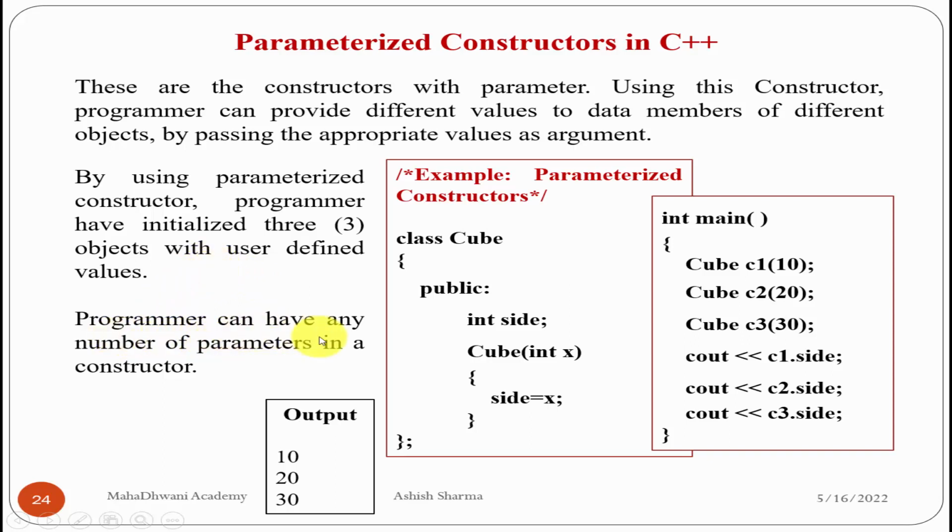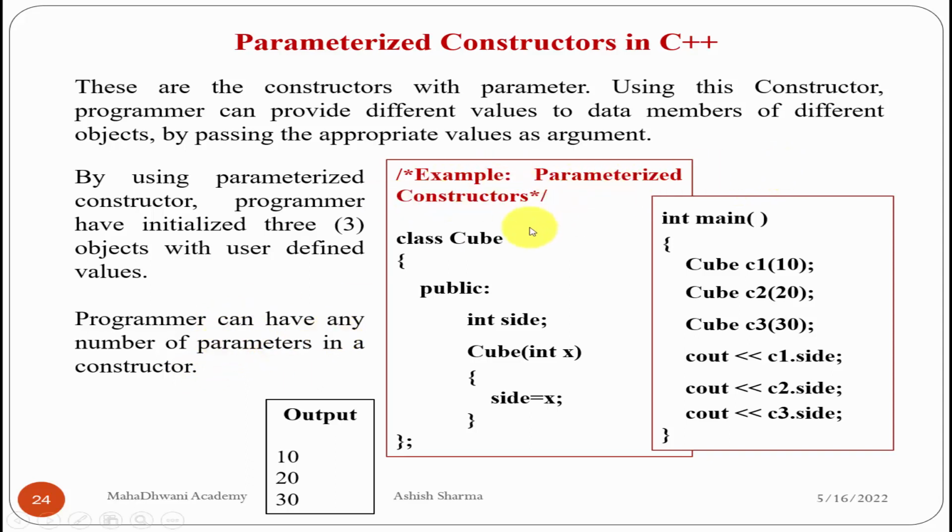So a programmer can have any number of parameters in a constructor. There is no limitation on how many parameters you can pass to the constructor. There are no guidelines about a limit, so you can pass unlimited parameters as per your choice.